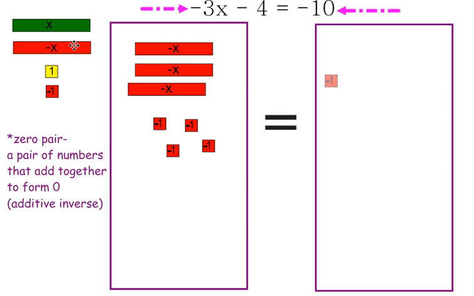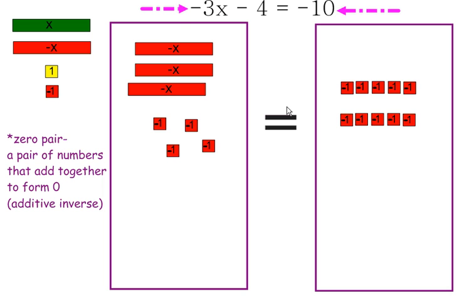I'm going to need 10 of these red ones, and I tried to have that already done. So here's what my equation looks like. Negative 3x minus 4 equals negative 10.